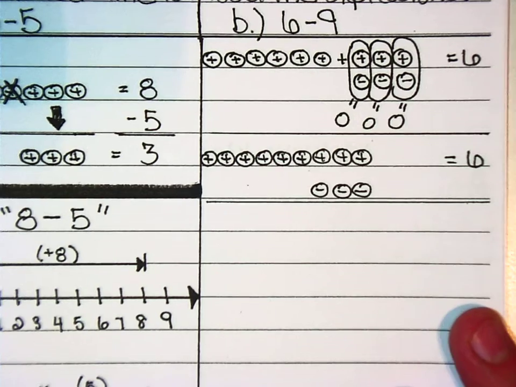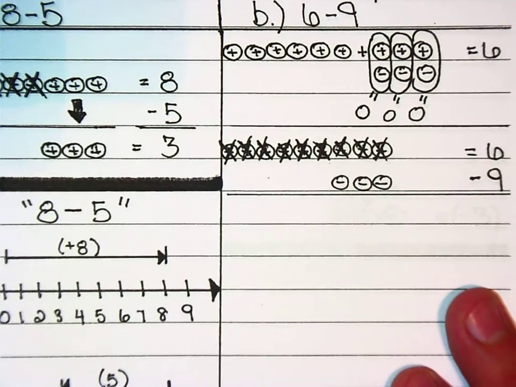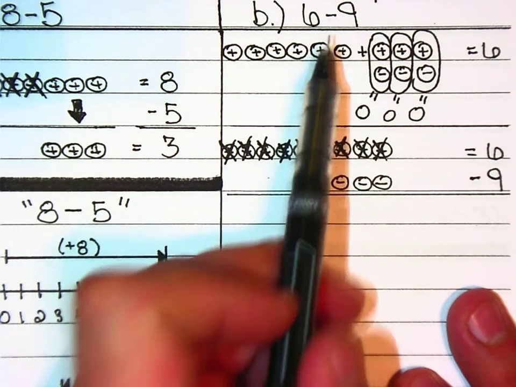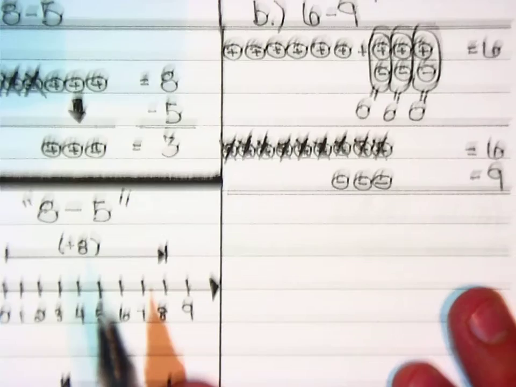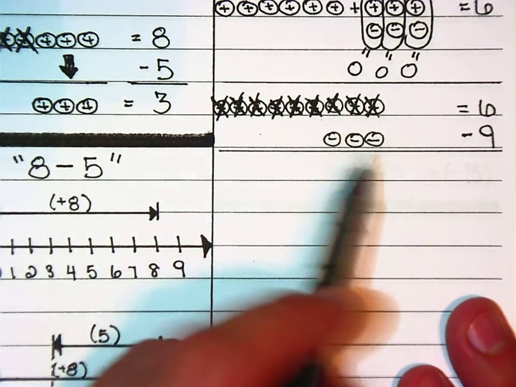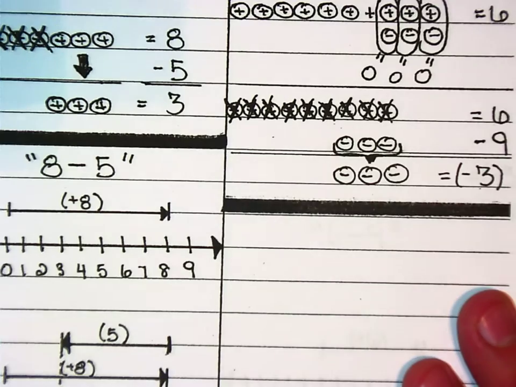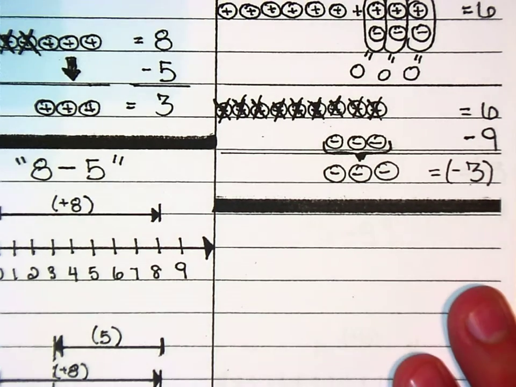So I will go ahead and subtract these 9 positives. I scratch them out, all 9 of them, because it says take away 9 positives, and I did that. Whatever remains is my answer. In this case, I have 3 negative circles. That means 6 take away 9 is -3. Now let's see this example again with a number line.